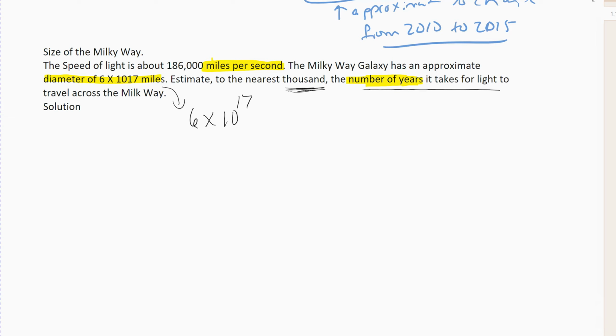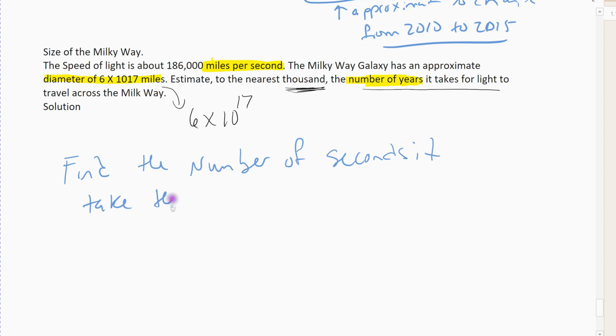The first thing, I'm going to find how long it takes. Since it's in seconds first, the number of seconds it takes the light to cross the Milky Way, which is just a division, not a multiplication. I have to divide my number of miles, which is my miles across the Milky Way, by how long?